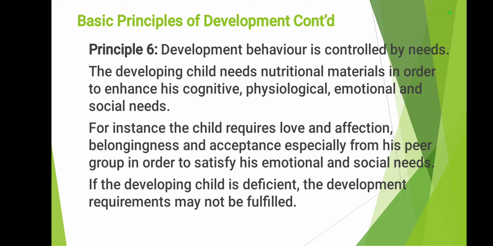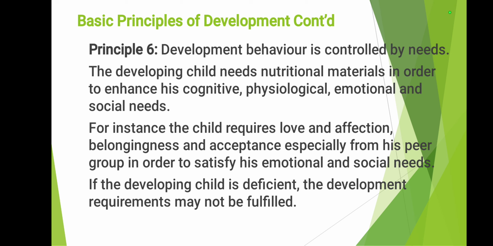So principle number 6 says development behavior is controlled by needs. Whatever it is that is your area of development, or whatever area you are growing in, it must be controlled by certain needs. And these needs are the ones that will help you to develop or to grow and get to that particular stage. As a young child developing, you need nutrients or nutritional materials to be able to attain your emotional growth, your cognitive growth, your physical growth, your physiological growth, and all these things. You need them. So that is what we are talking about.